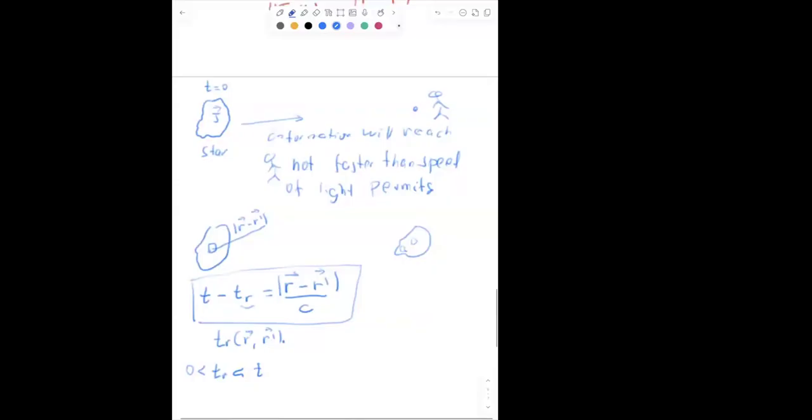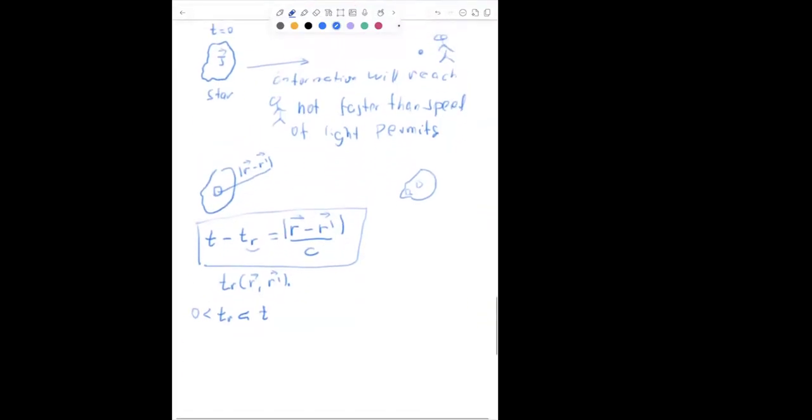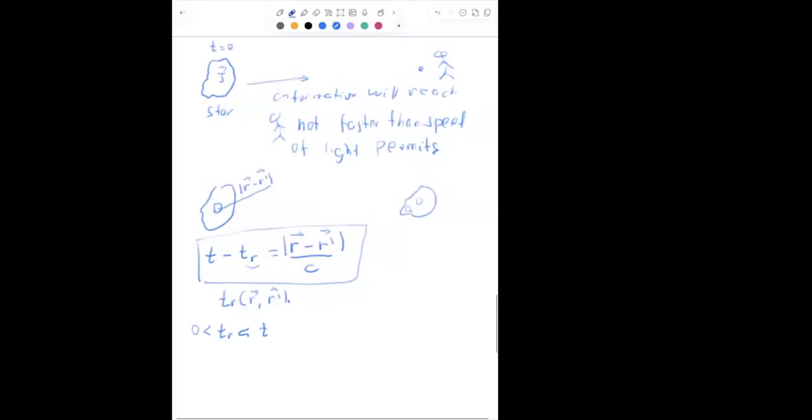So these are the basic equations that are derived from these Maxwell equations. Any questions right here? Before we go into the details, what is TR and how to calculate it, etc.? T is the time now.